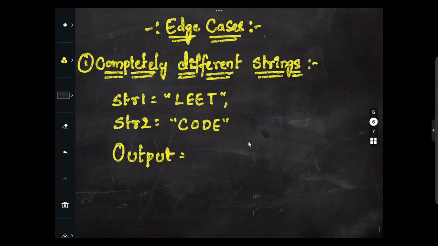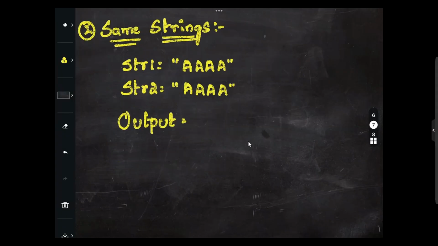The first edge case is completely different strings. For this condition, str1 is leet and str2 is code. We don't have a common divisor at all, so in this case we will return an empty string. This is fine, since they don't share any common divisor, the result is an empty string. The second edge case I want to discuss here is same strings.